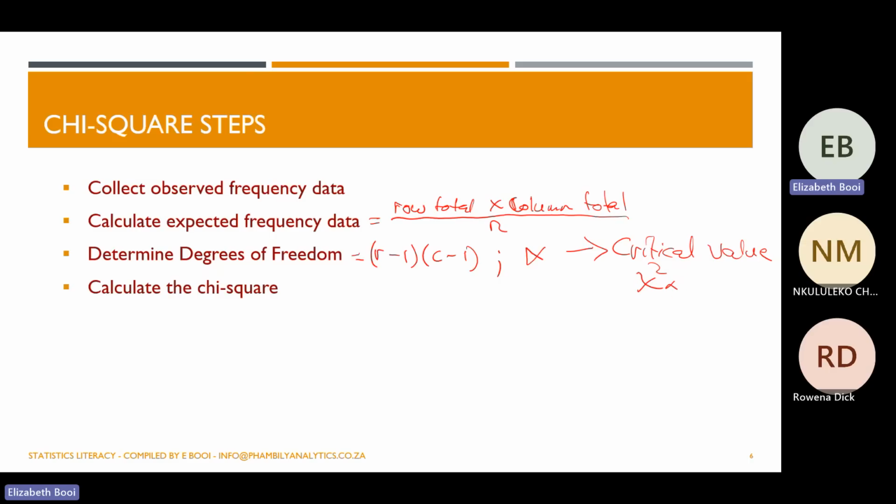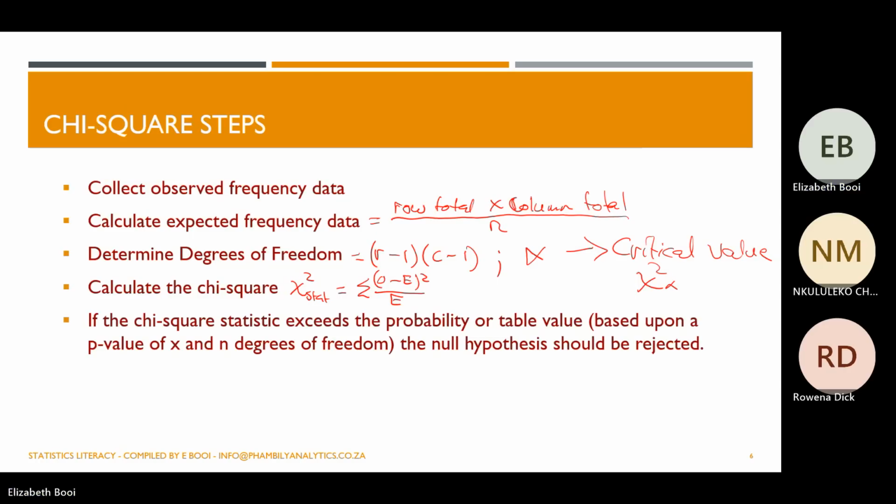Then we're going to calculate the chi-square test statistic, which is given by the sum of your observed minus your expected, squared, divided by your expected. Remember, that is the formula that we're going to be using.